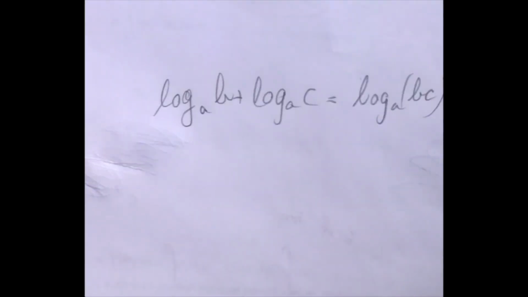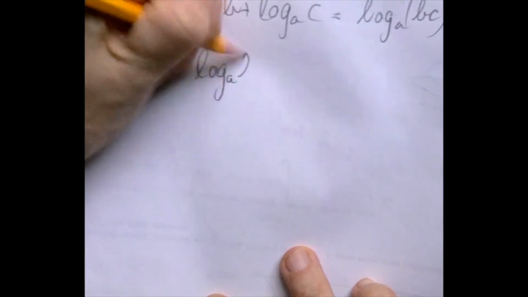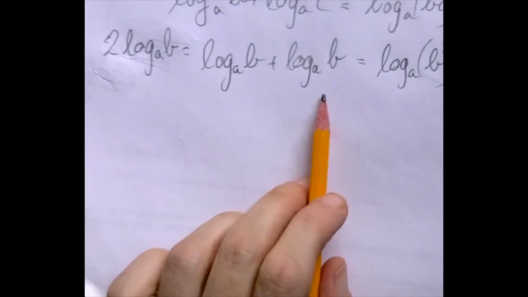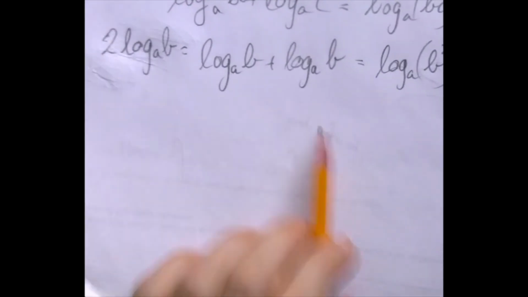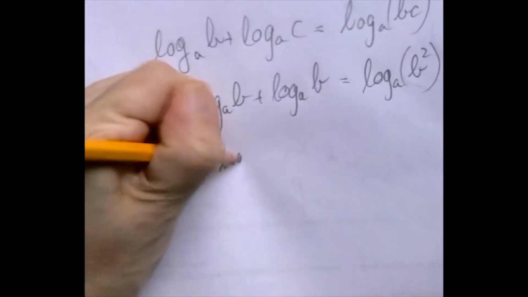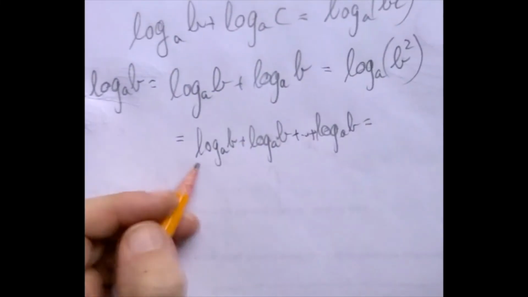You can easily recall that by applying this rule repeatedly on the same quantity. So log a of b plus log a of b is log a of b squared on one side and 2 log a of b on the other side. And then this can be repeated 3 times, 4 times, n times. What happens if we repeat this n times? In the middle, we're going to have log a of b plus log a of b n times.